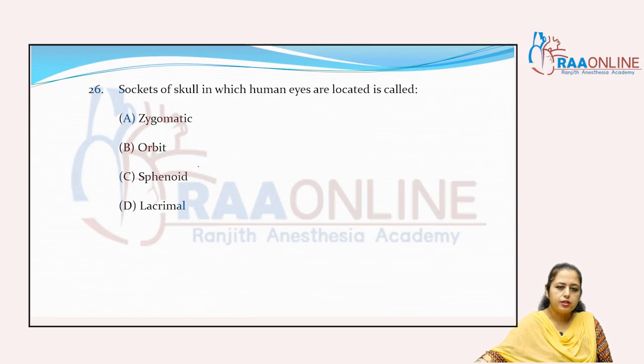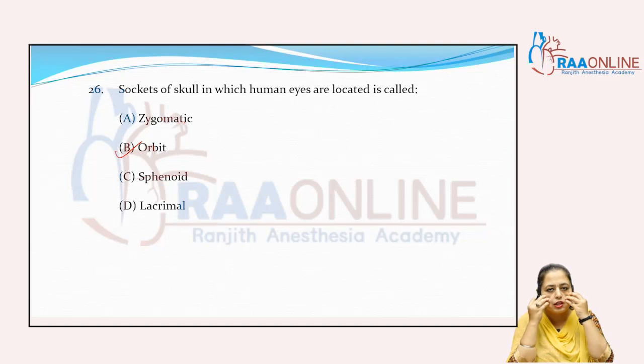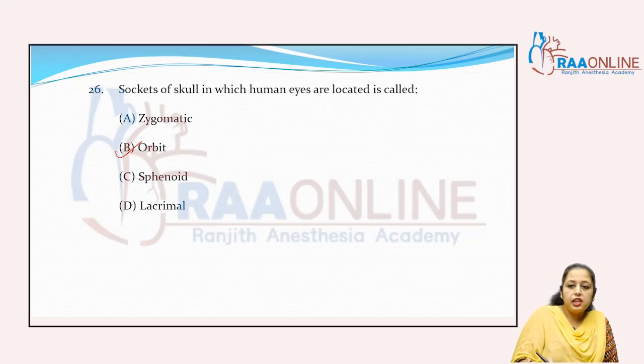Now come to the next. The sockets of the skull in which human eyes are located are called the orbits, right? Zygomatic is the name of the bone, that is the cheekbone, and the zygomatic muscles are also there. The cheek muscles are called the zygomatic. Sphenoid is present at the base. Lacrimal is present here, right? So the human eye is located in the orbit.